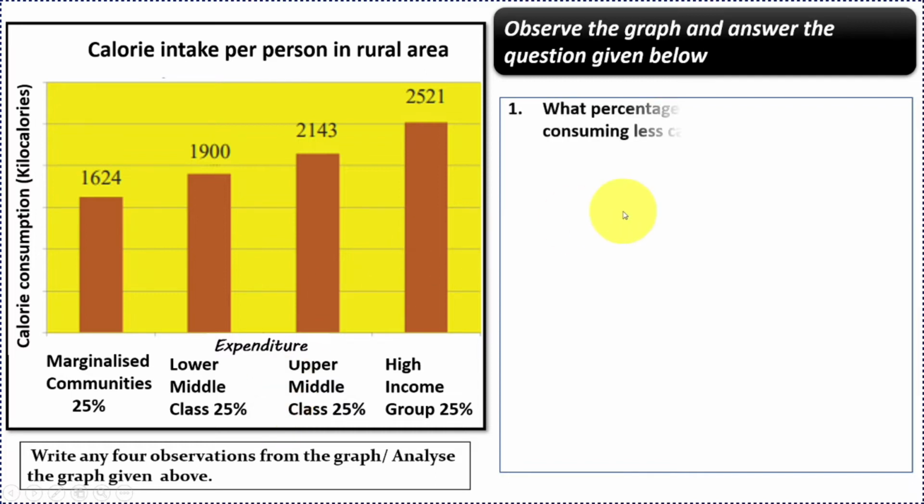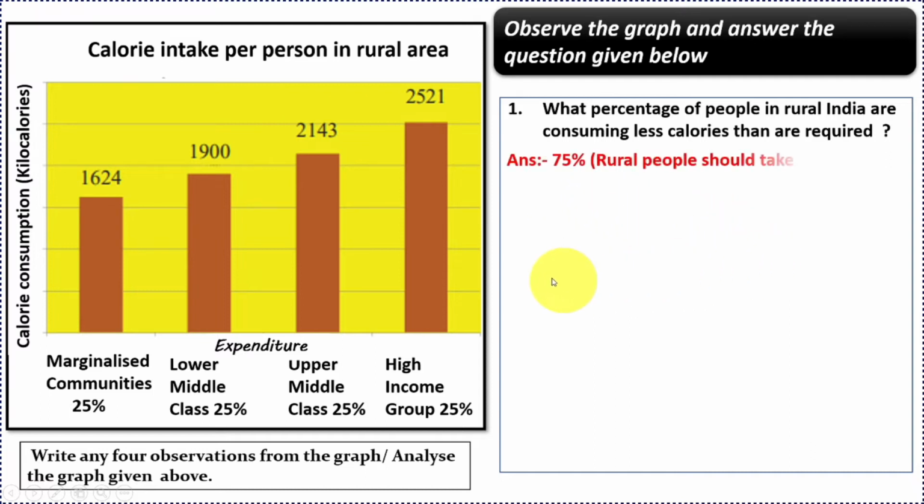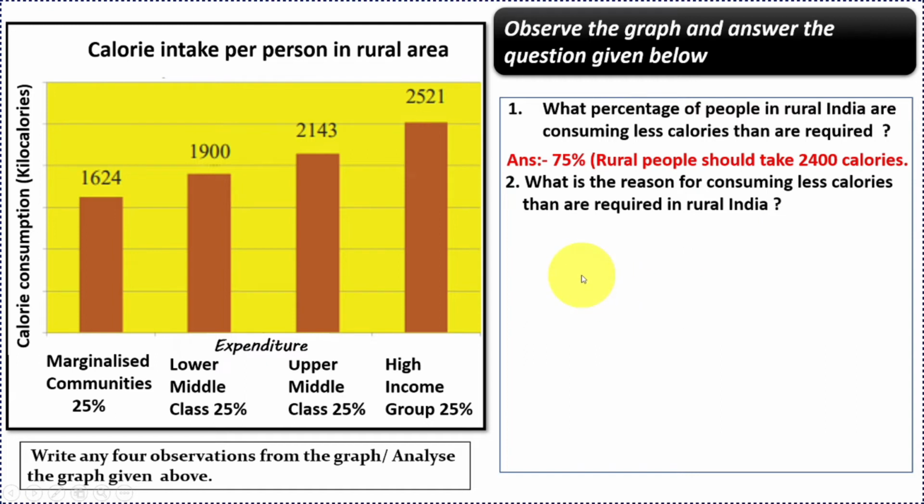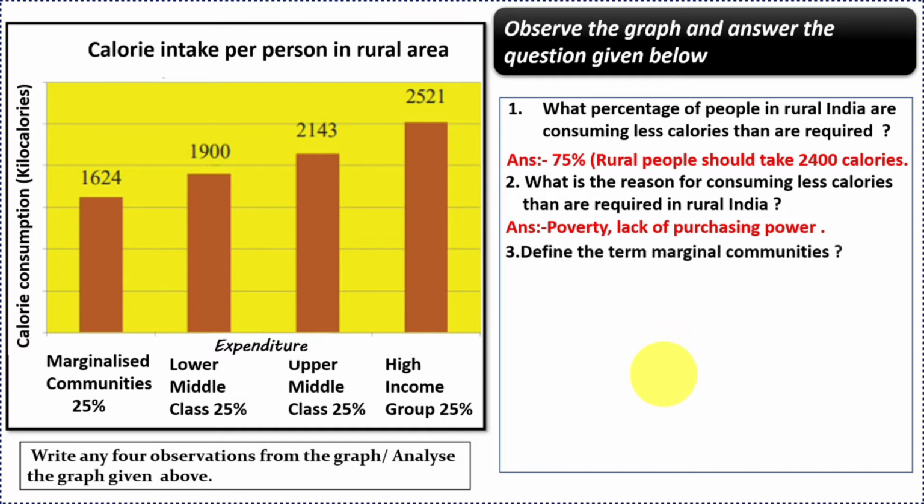Question 1. What percent of people in rural India are consuming less calorie than that required? They need around 2400 calories, whereas only 25% are getting it. So the remaining 75% are not getting this. What is the reason for consuming less calorie than required in rural area? Because they are very poor, poverty, lack of purchasing power. They cannot buy. Define the term marginal community. Marginal community in the sense very poor.